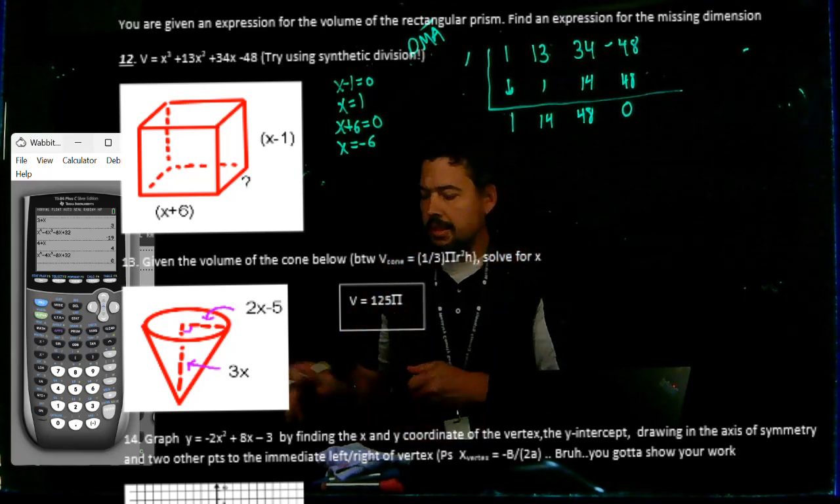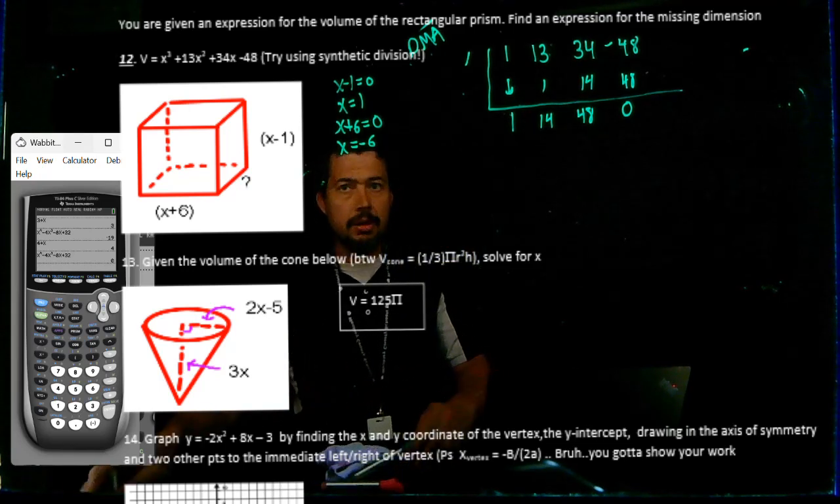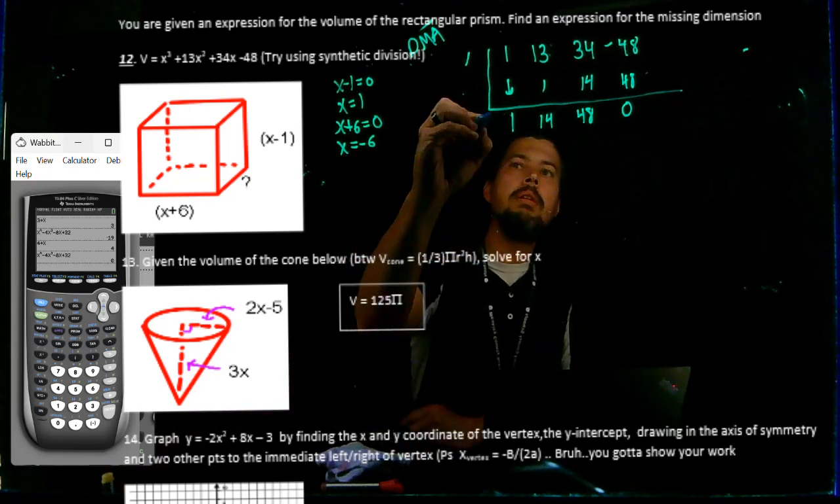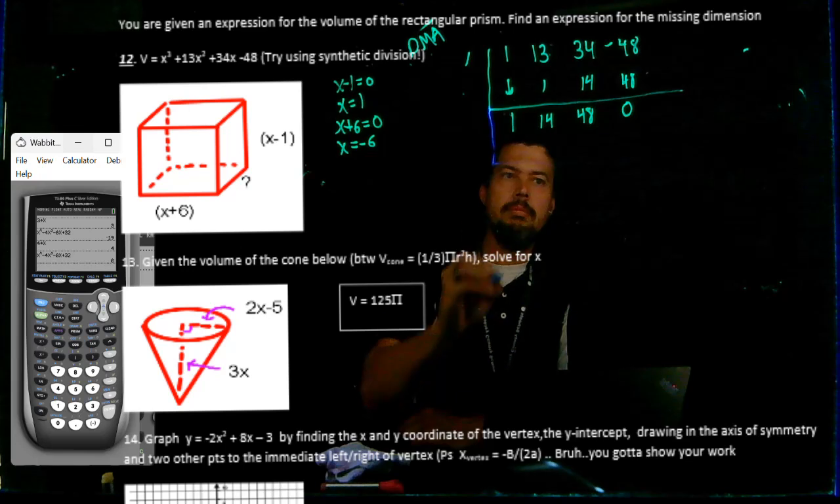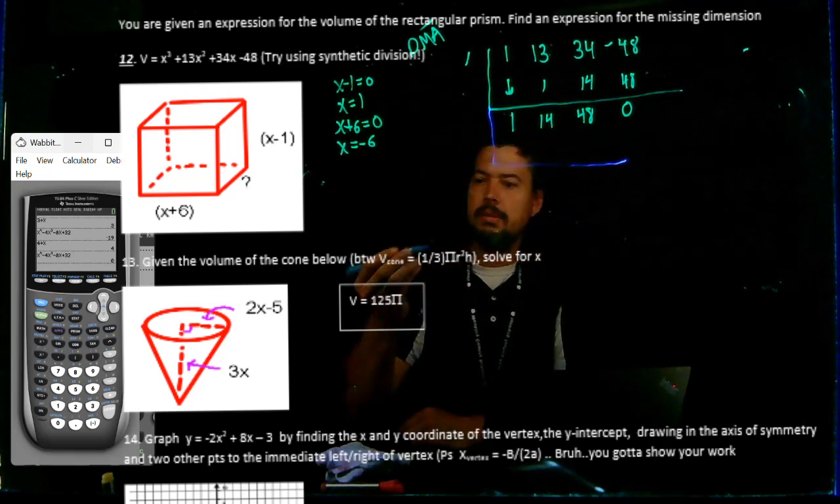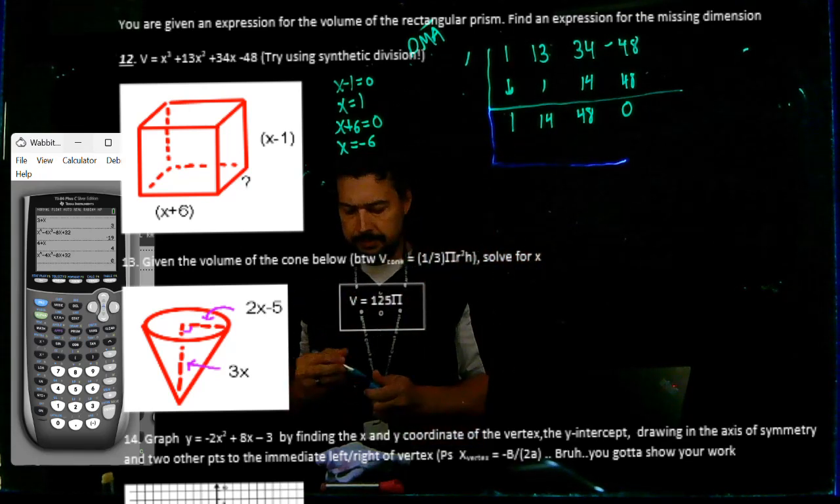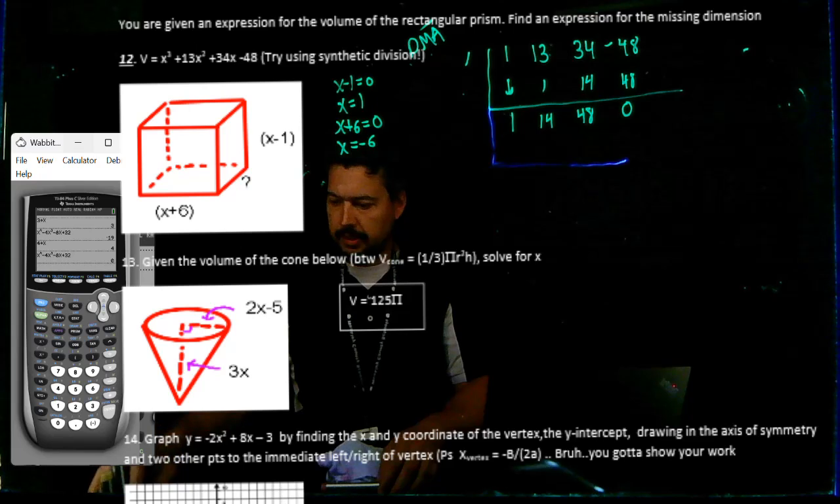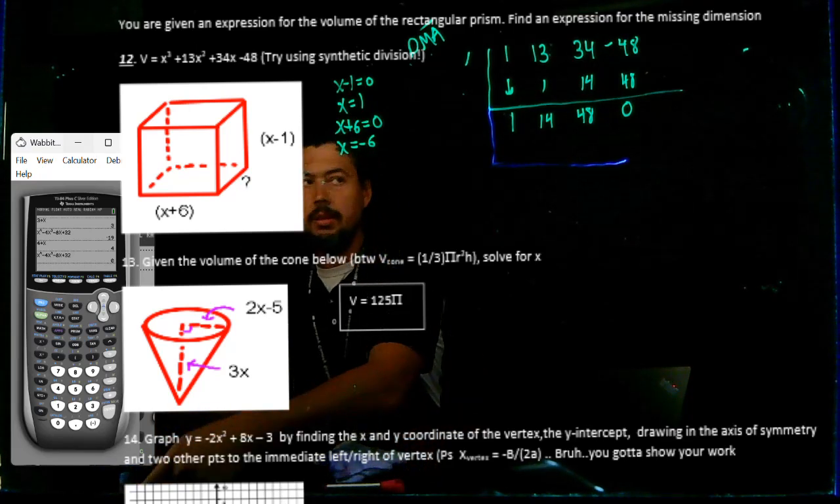And remember, with synthetic division, if you get a 0, you just keep going. Wish that blue marker worked better. I just don't know what's wrong with her. But if you get a 0, you just keep on going.